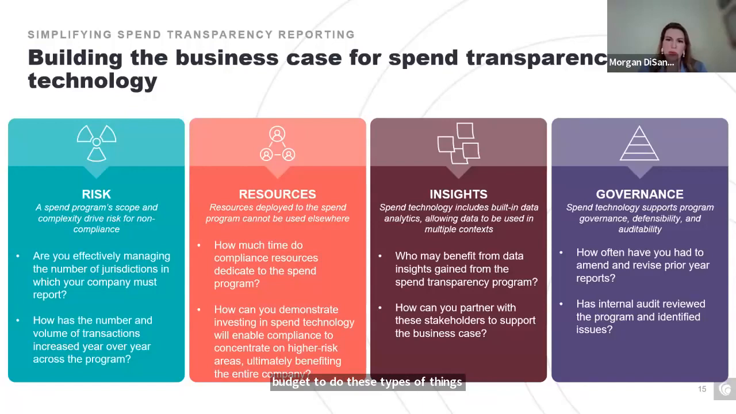Then lastly, with governance, it's important to think about how a spend technology solution could enhance program governance. It's important to ask yourself how often you are having to amend and revise prior year reports. That's certainly important to consider from the previous year. And also, what are you doing to investigate the frequency and root causes of data management issues? Because a solution could also help to build a business case for avoiding repeat issues.